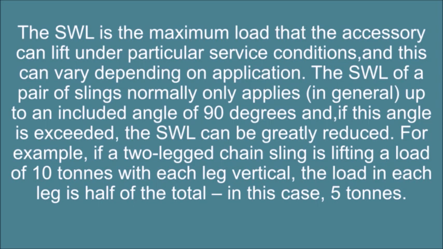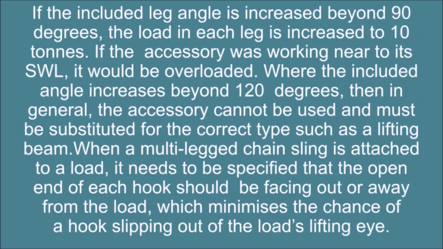The SWL of a pair of slings normally only applies, in general, up to an included angle of 90 degrees, and, if this angle is exceeded, the SWL can be greatly reduced. For example, if a two-legged chain sling is lifting a load of 10 tons with each leg vertical, the load in each leg is half of the total, in this case, 5 tons. If the included leg angle is increased beyond 90 degrees, the load in each leg is increased to 10 tons. If the accessory was working near to its SWL, it would be overloaded. Where the included angle increases beyond 120 degrees, then in general, the accessory cannot be used and must be substituted for the correct type, such as a lifting beam.